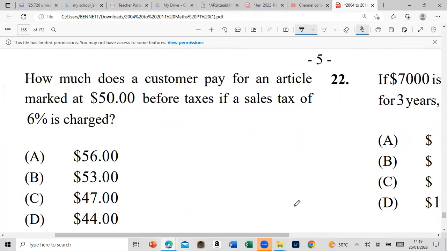Alright, so it says, how much does a customer pay for an article marked $50 before taxes if sales tax of 6% is charged? What will be the answer for that, guys?